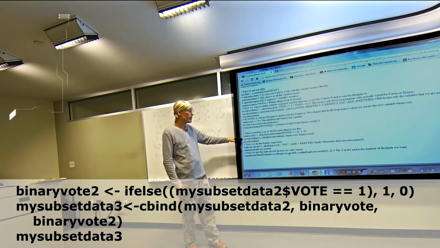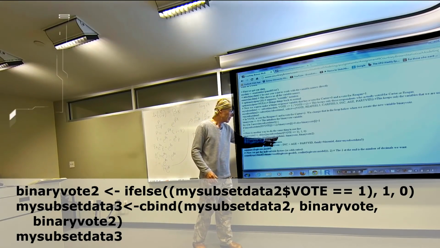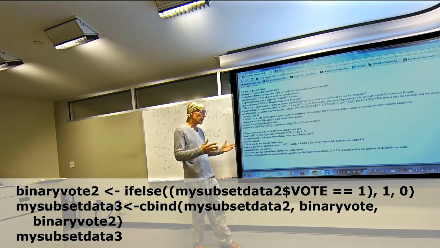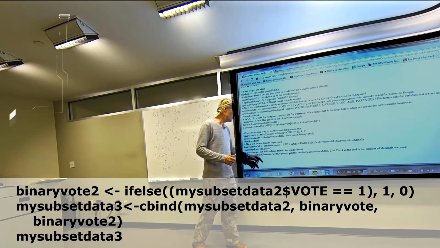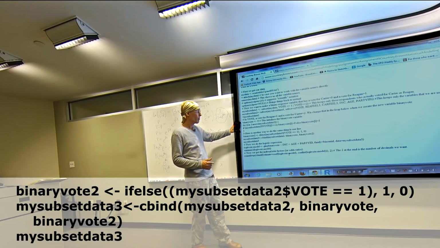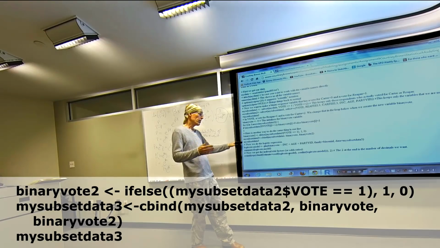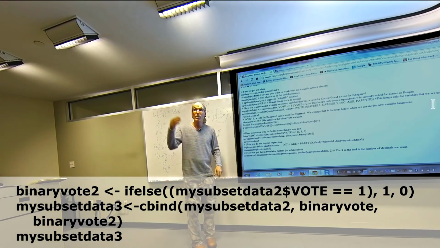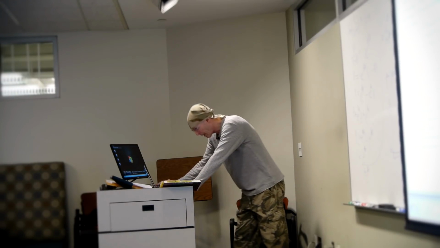And so I create my subset data 3. And I column bind in 3 nice columns my subset data 2, which is all the variables in my subset data 2, plus I put binary vote and binary vote 2. Binary vote used with this loop, and binary vote 2 used with the if-else statement, just so I can compare it and see. And then I printed out my subset data. So let's look. Let's look at what actually happened.